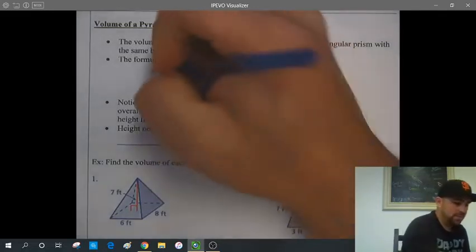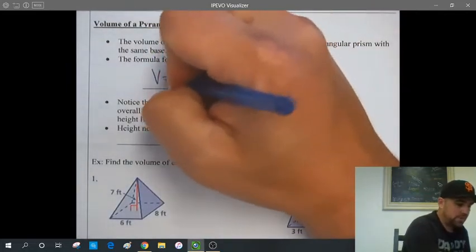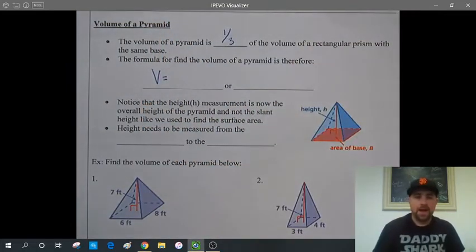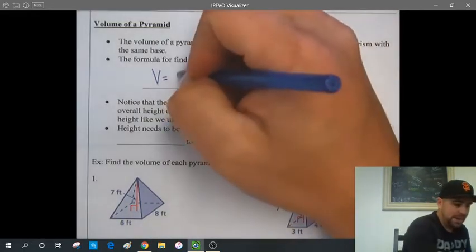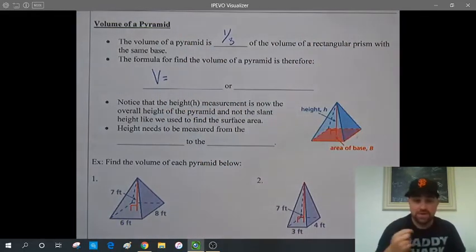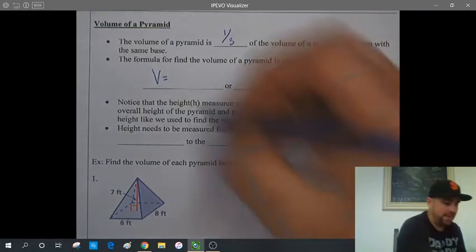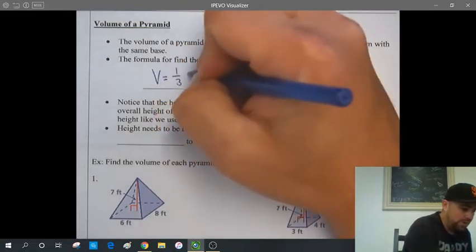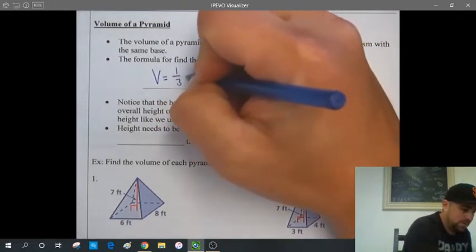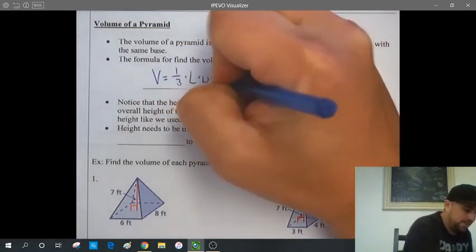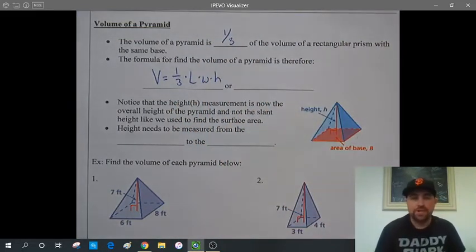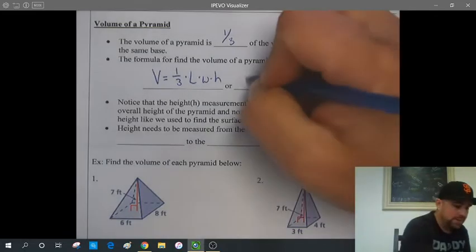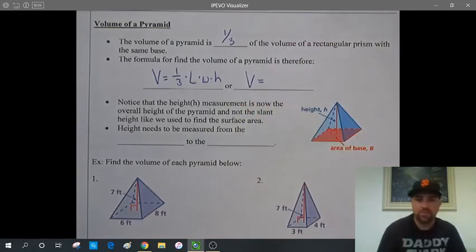So that means for our volume formula, it's going to be the same idea as length times width times height, except in this case it's 1/3 of that. So 1/3 times the length times the width times the height would give us 1/3 of it. But multiplying by 1/3 is the same thing as dividing by 3. So sometimes I think that that's maybe the easier way to go about it.